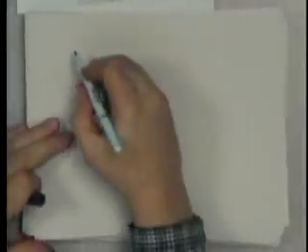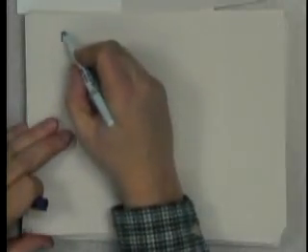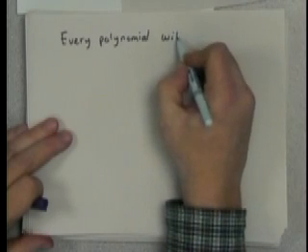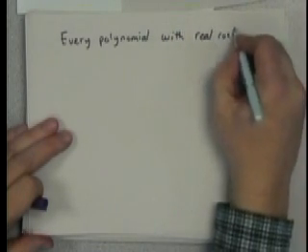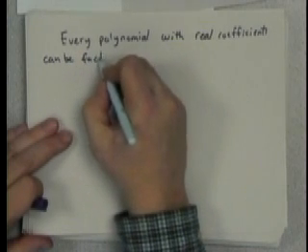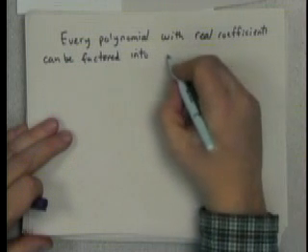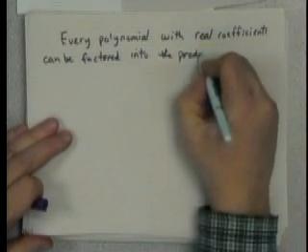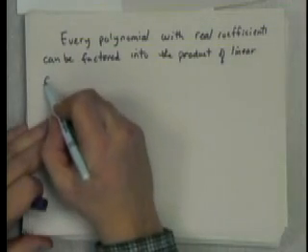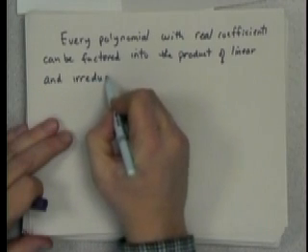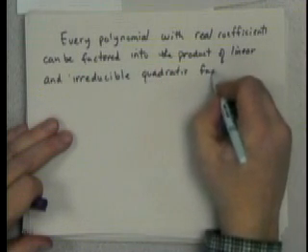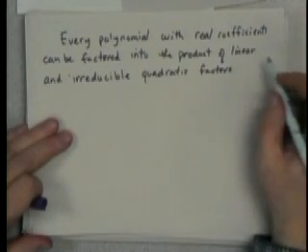Okay. So the theorem that we're actually basing all this on is the theorem from algebra that says every polynomial with real coefficients can be factored into the product of linear terms and irreducible quadratic terms that also have real coefficients. And we'll stop there.